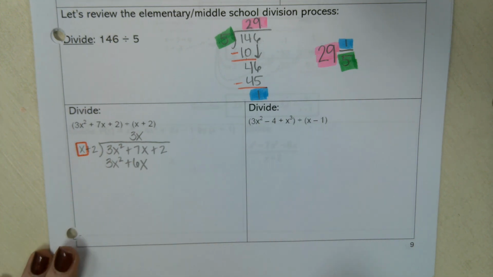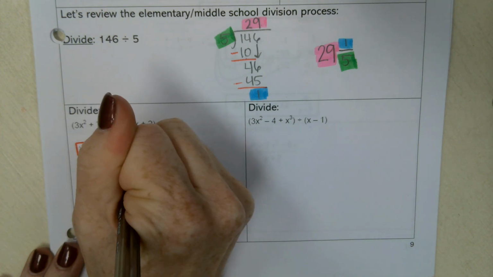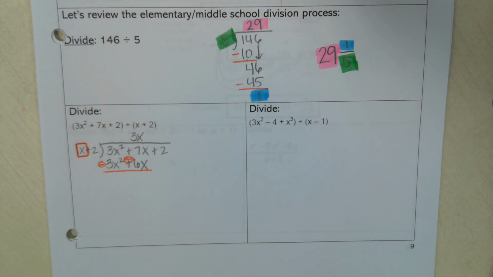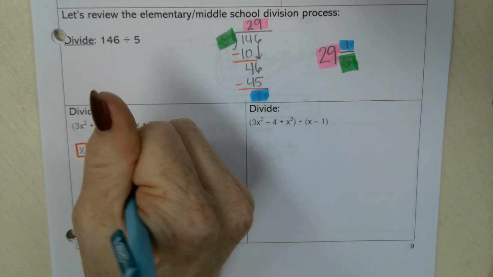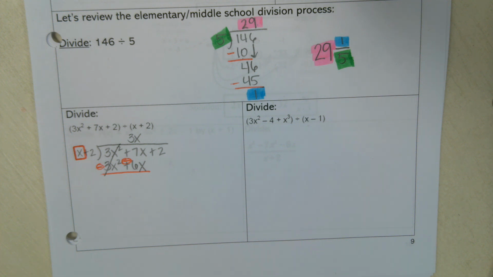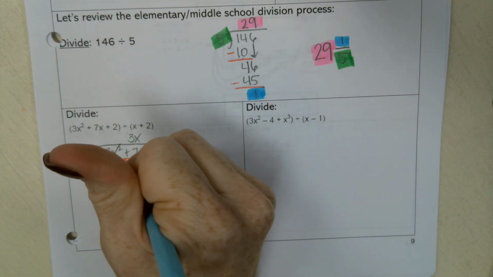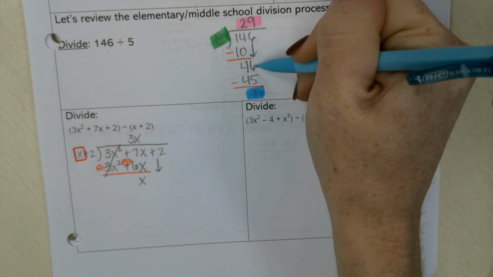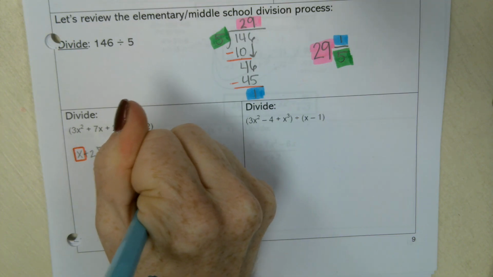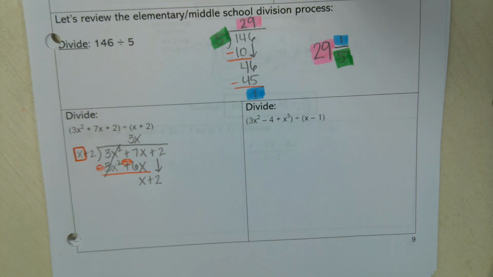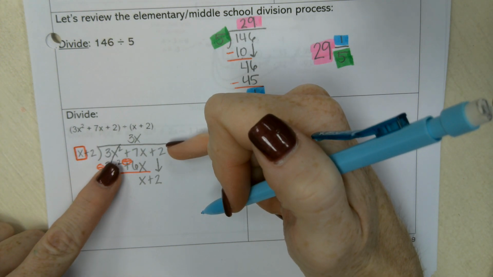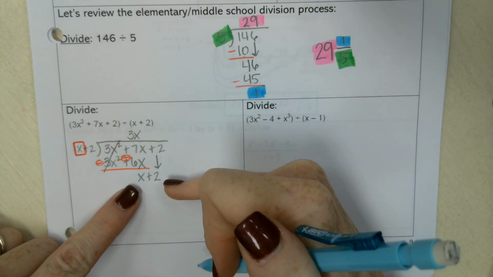Then I come through and subtract. You've got to subtract every single term, all right? So when I come through and I subtract those, the 3x squareds cancel out. 7x minus 6x is 1x. And then y'all remember how I brought the 6 down yesterday? I'm going to bring down the plus 2. Now, I don't care about this original dividend, okay? I'm now looking here on this new level.